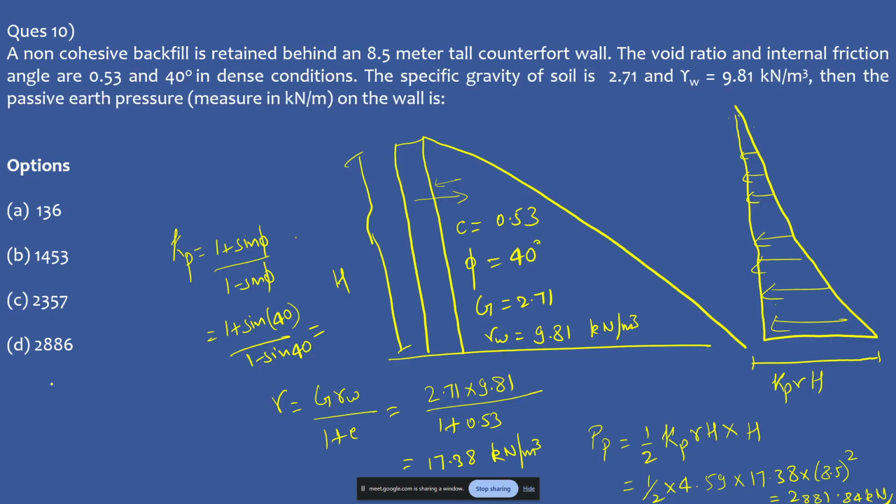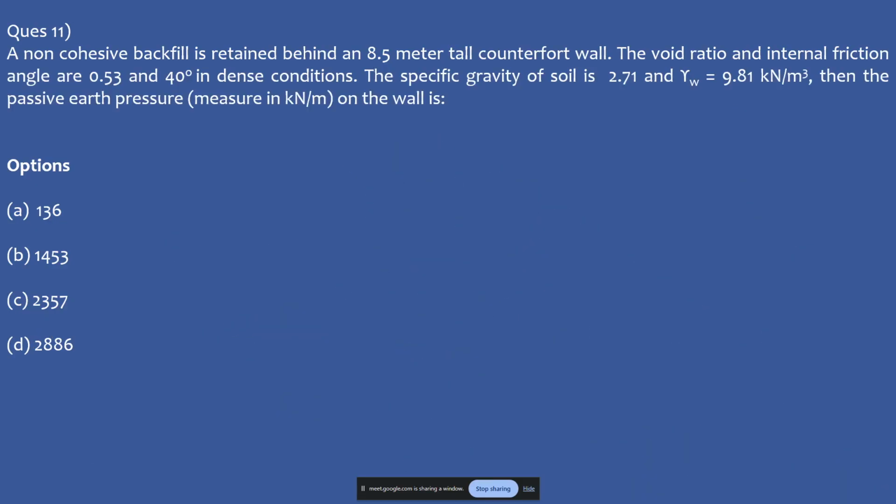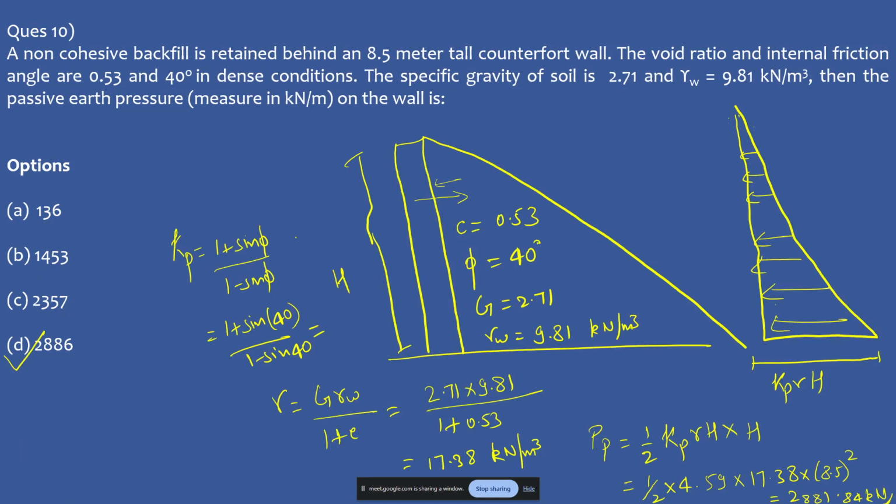It's basically 2881.84 kilonewton, right? So it's closer to option D. Yeah, so the answer is option D. So any doubt in this, guys? It was straightforward. You just need to calculate the passive earth pressure. If you know the formula, then we can calculate this.